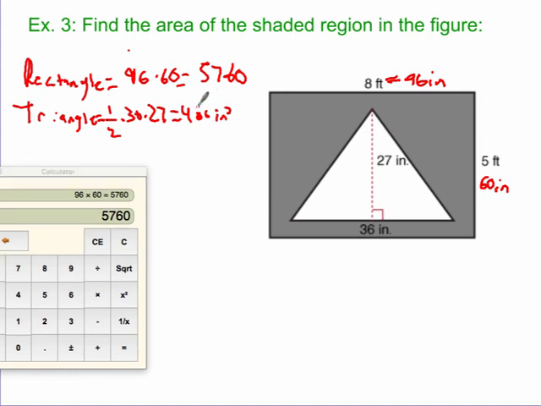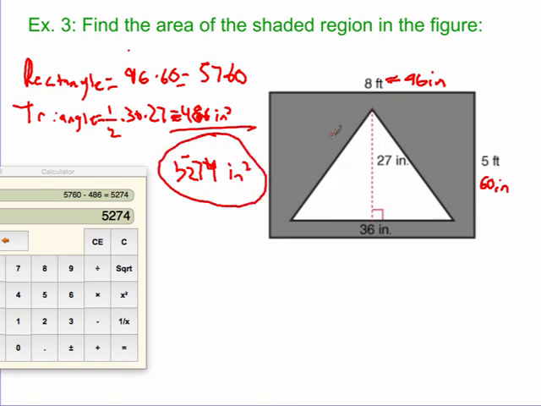So now, to find my area of my shaded region, now that I know the area of the rectangle, and I know the area of the triangle, all I'm going to do is subtract them. 5,760 minus 486, which gives me 5,274 inches squared. So you can see the general way that I did this. I just found the area of the outside shape, found the area of the inside shape, and subtracted them.